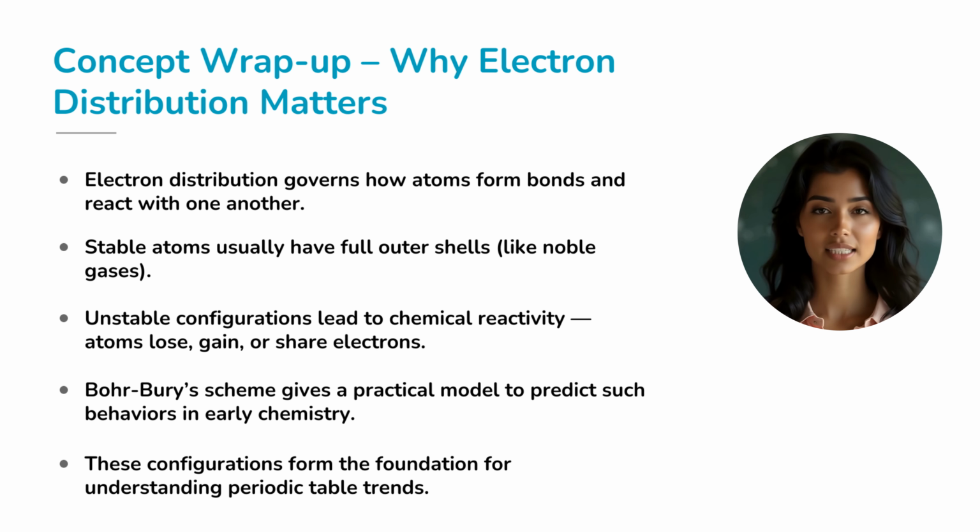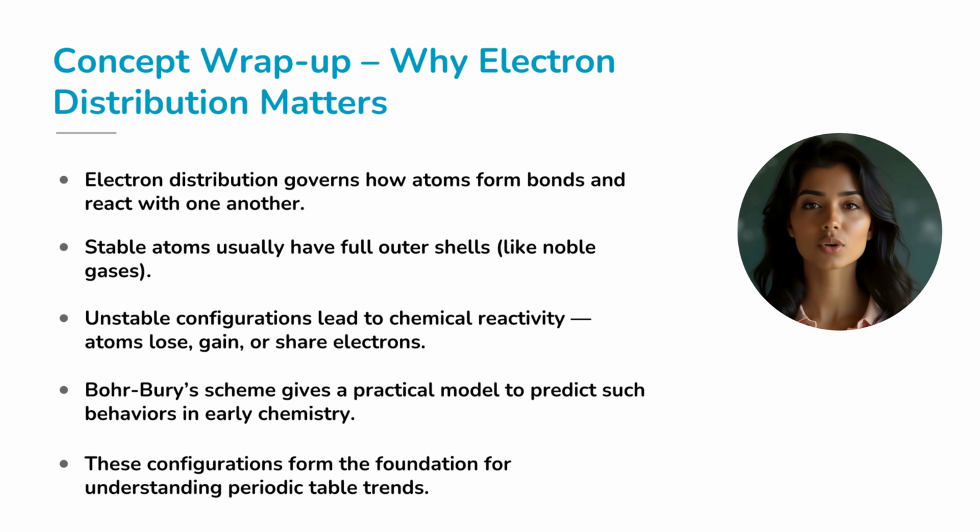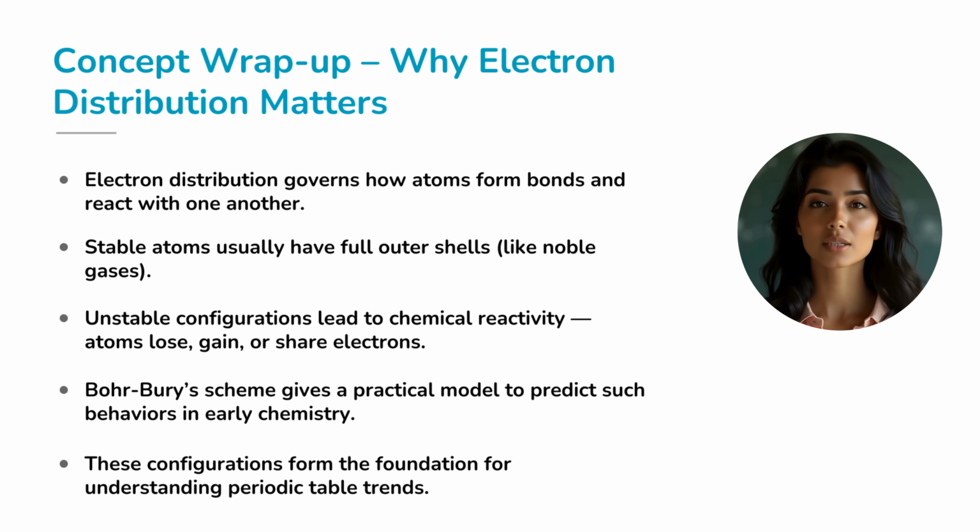So why does electron arrangement matter so much? Because it's the foundation of how atoms behave in chemical reactions. Atoms with full outer shells, like helium or neon, are inert or non-reactive, but atoms with incomplete outer shells will lose, gain, or share electrons to become stable. That's the beginning of bonding. The Bohr-Bury scheme gives us a practical rulebook to predict this behavior.